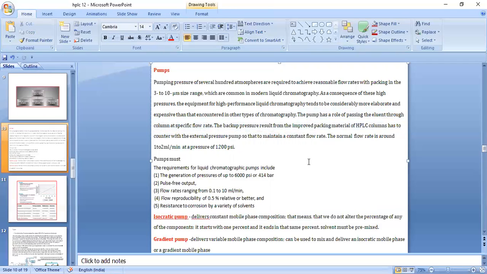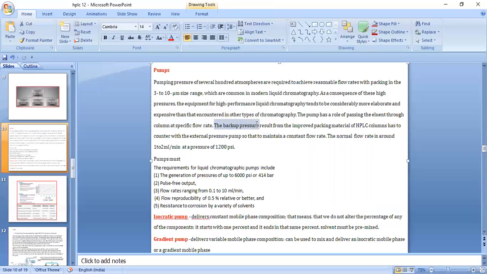So the first role is that it flows the solvent through the column at a reasonable flow rate, because if the pumps are not there and you have a strong packing material of around 3 to 10 micrometer size, it is unlikely that a solvent can pass through the column. So the first role of the pump is that it passes the eluent through the column at a specific flow rate by providing a pressure of around 1200 to 6000 psi, so that you can maintain a specific flow rate.